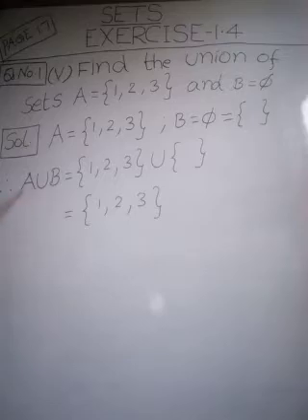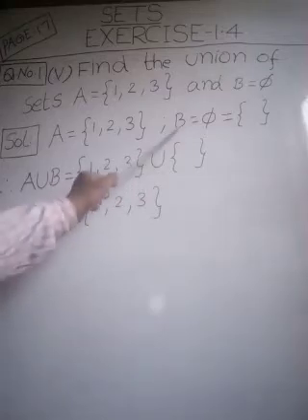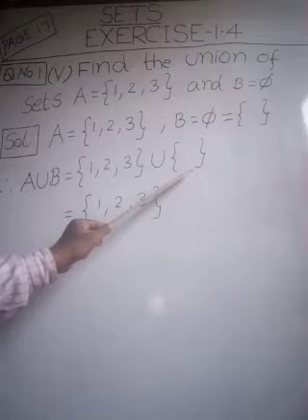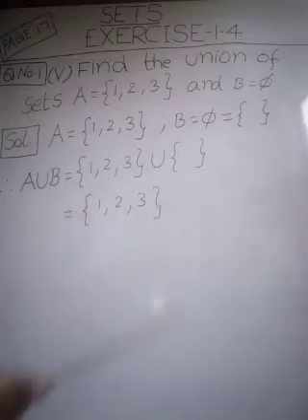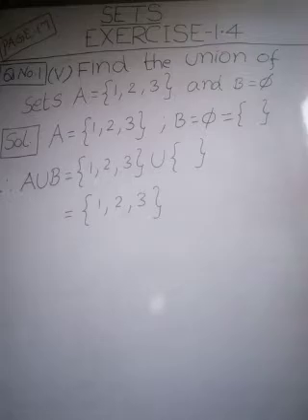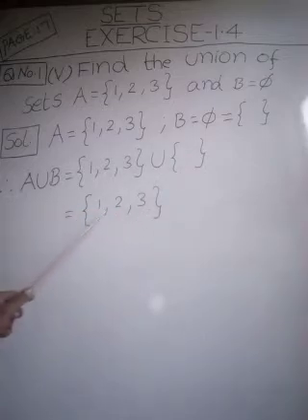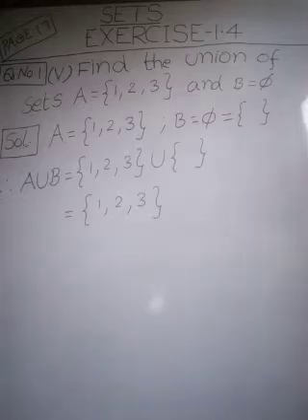Now A union B. Therefore, A union B is equal to, I wrote here set A elements as it is, {1, 2, 3} union B, the empty set, void set, null set. Now union of these two sets means we combine all the elements in A and B. So here 1, 2, 3. In set B no element is there, so there is no need to write any element, only these three elements are there in the union of these two sets A and B. Understood, my dear children? Right.